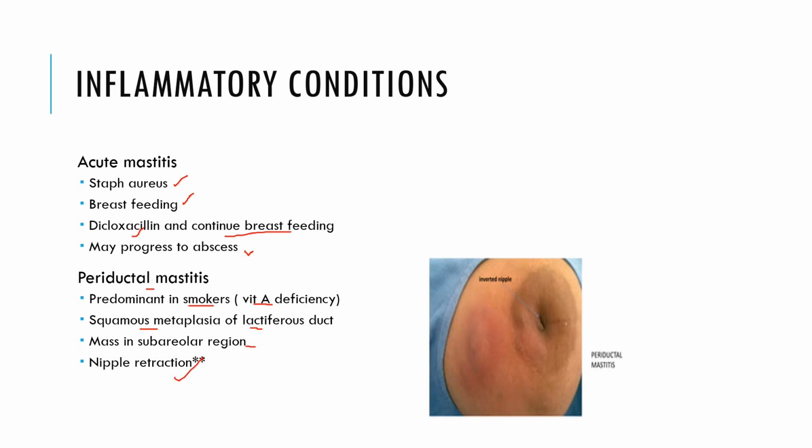So always think that nipple retraction has to get you alarmed and think of cancer, but there are benign conditions also causing nipple retraction. One is periductal mastitis. So this is an image of periductal mastitis. You can clearly see there is an inverted nipple and there is a mass in the subareolar region.